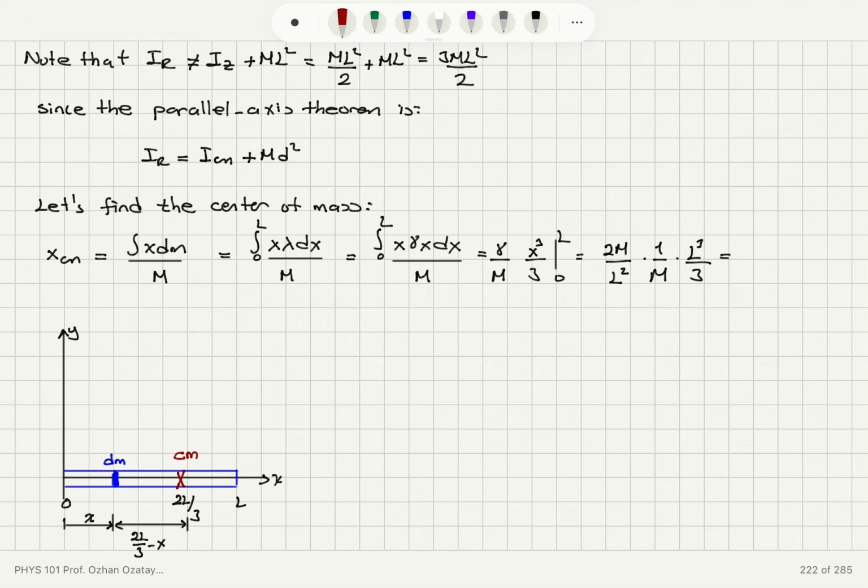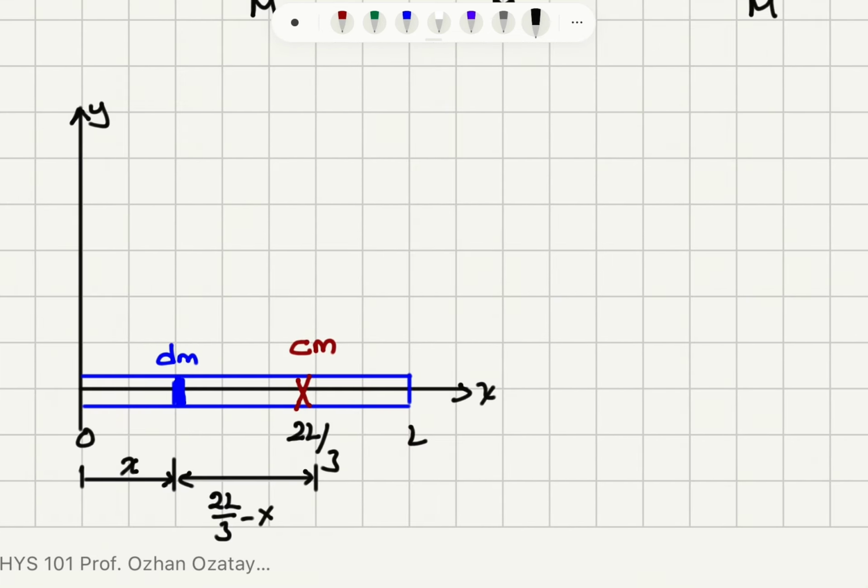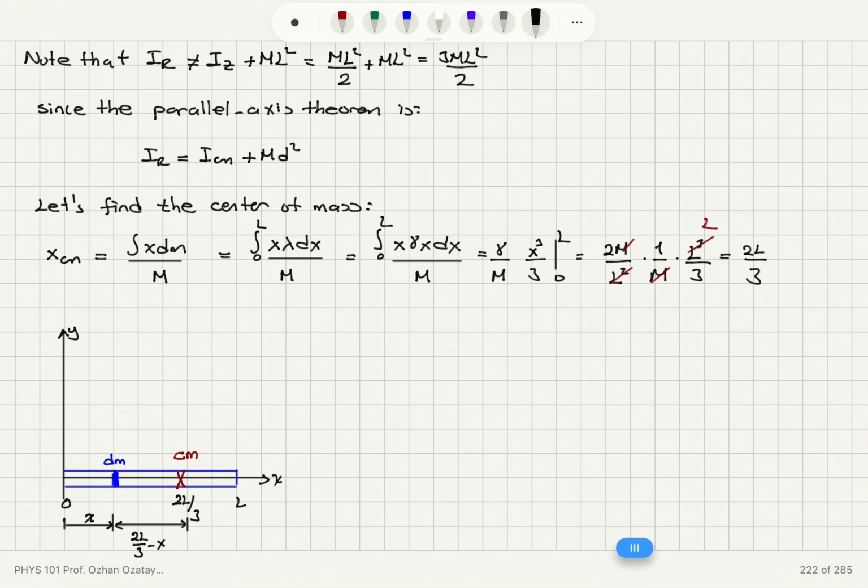This gives us, M's cancel, L squared cancels L cubed, makes it L, 2L divided by 3. So the center of mass is located, as you can see here, at 2L divided by 3. So what is the moment of inertia with respect to the center of mass? It's the integral of r squared dm, integral from 0 to L.